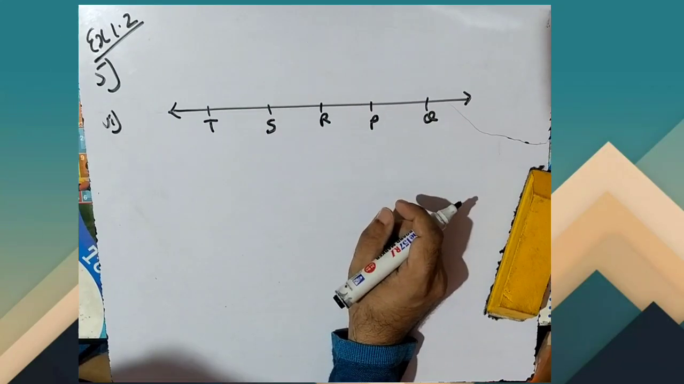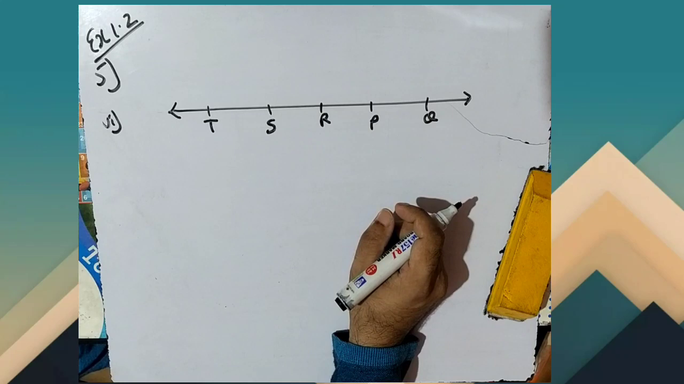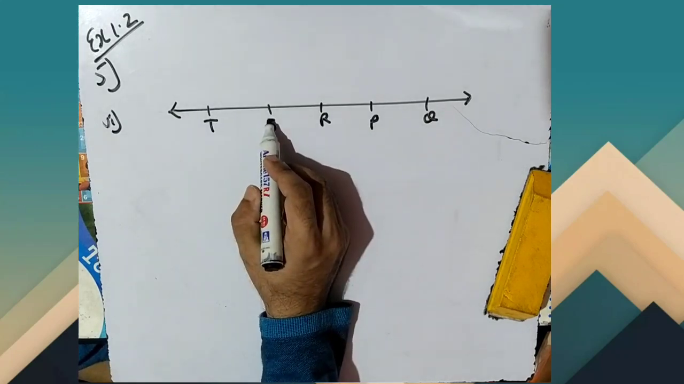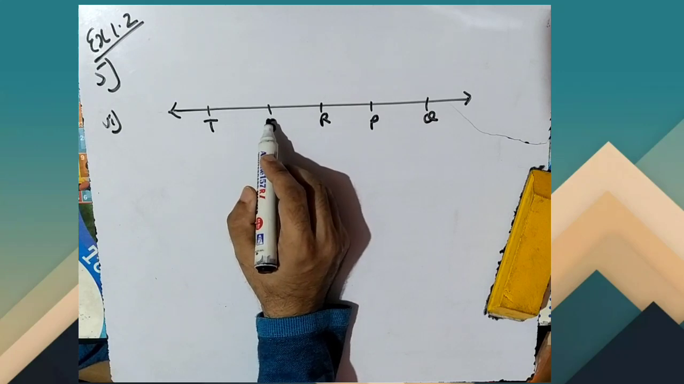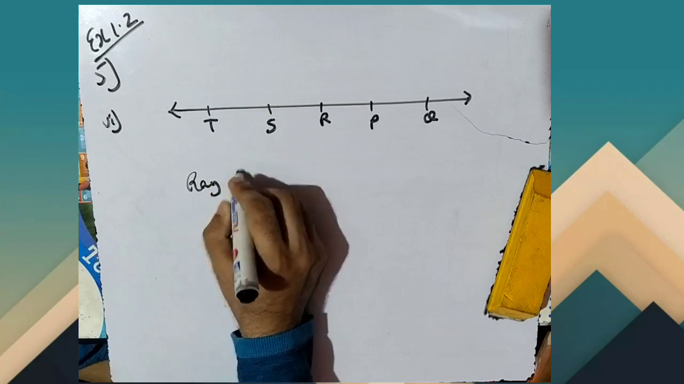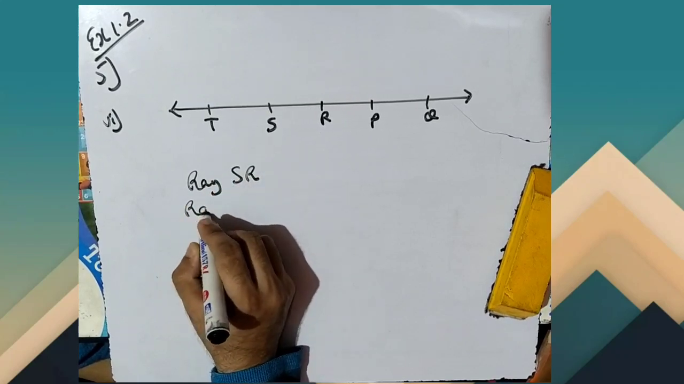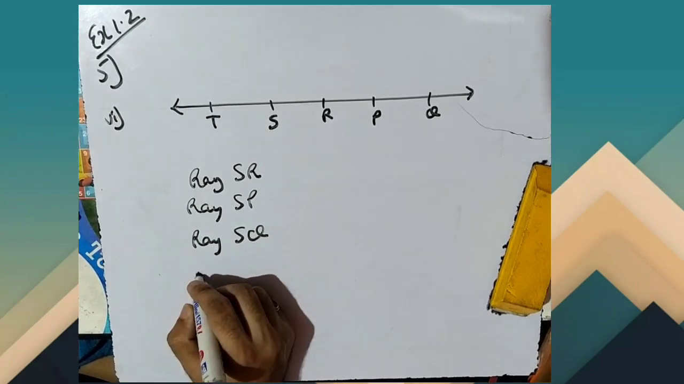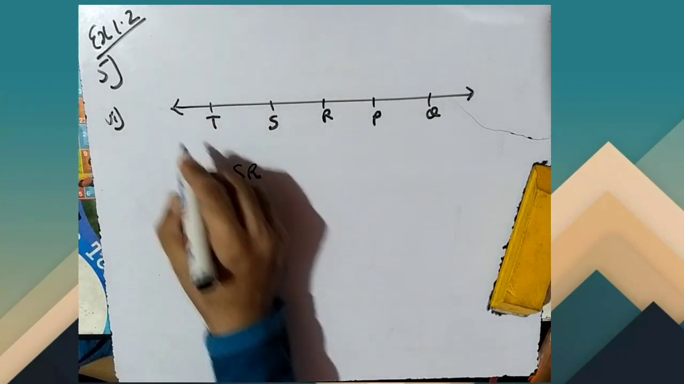In the sixth question, they are asking us to write any two rays with common endpoint S. So the rays with common endpoint S are ray SR, ray SP, ray SQ, ray ST.